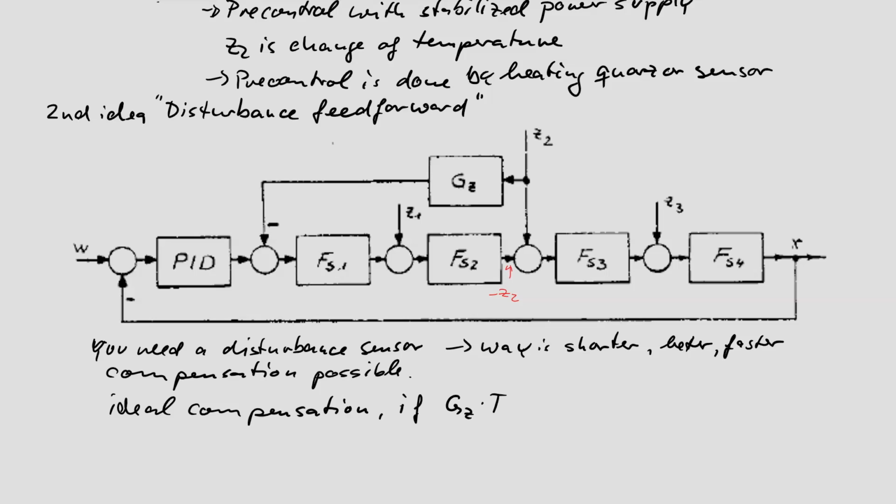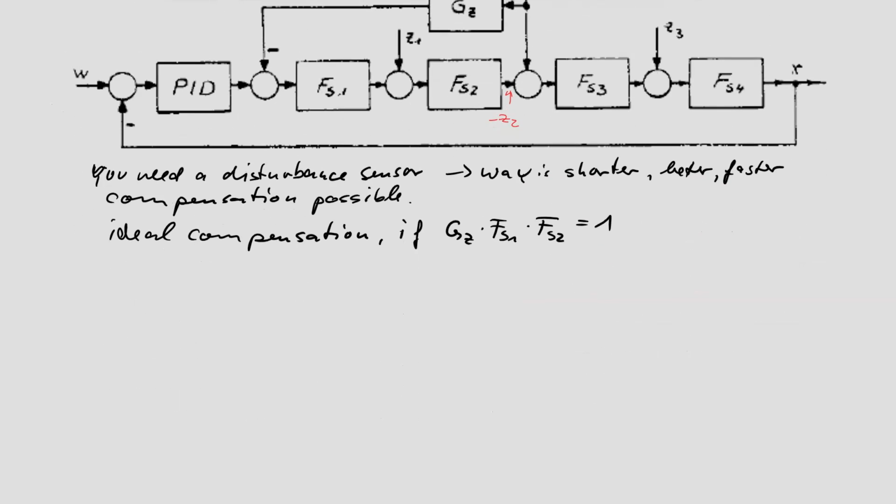If GZ times fs1 times fs2 is 1, then if there is a signal, automatically here you have the negative same signal and the addition is 0 there. What does that mean? Ideal compensation means that you need a filter which is the inverse of both blocks in front of the disturbance. Inverse filters.